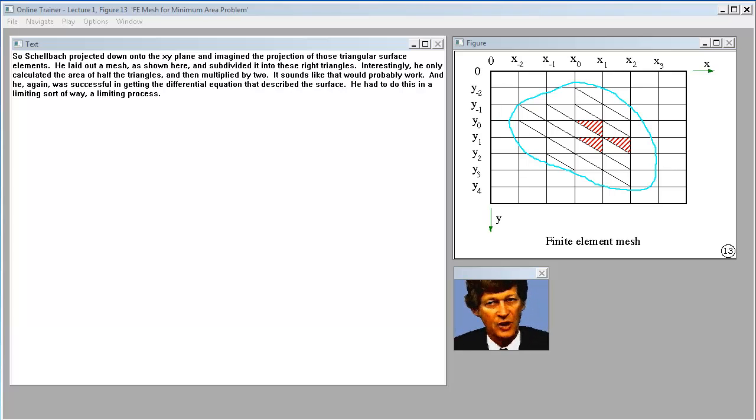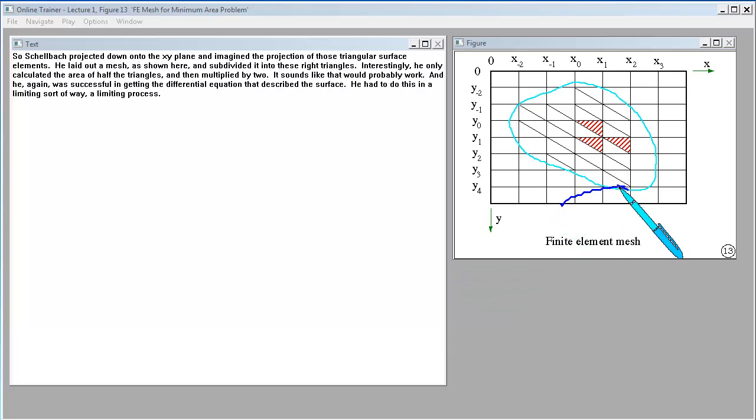So Shellbach projected down onto the XY plane and imagined the projection of those triangular surface elements. He laid out a mesh as shown here and subdivided it into these right triangles. Interestingly, he only calculated the area of half of the triangles and then multiplied by 2. That sounds like that'd probably work. And he again was successful in getting the differential equation that described the surface. He had to do this in a limiting sort of way, a limiting process.